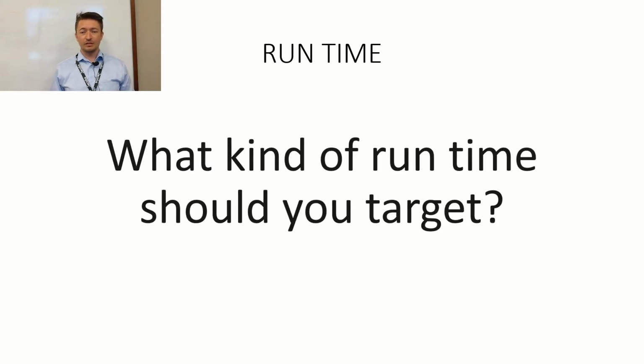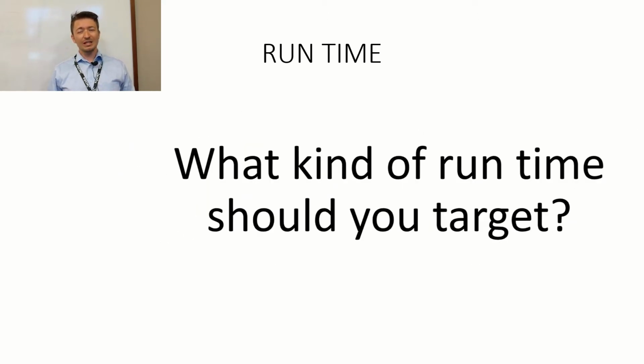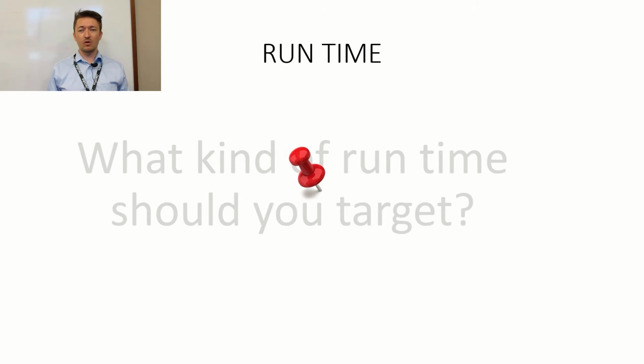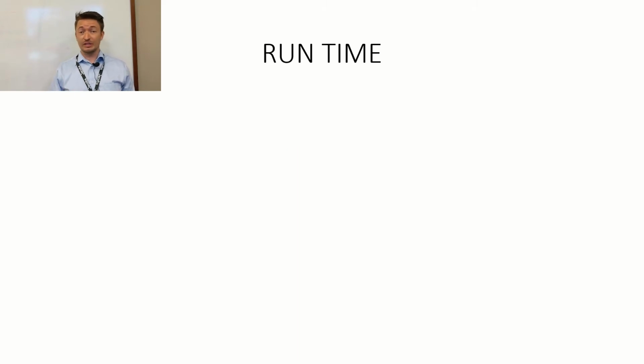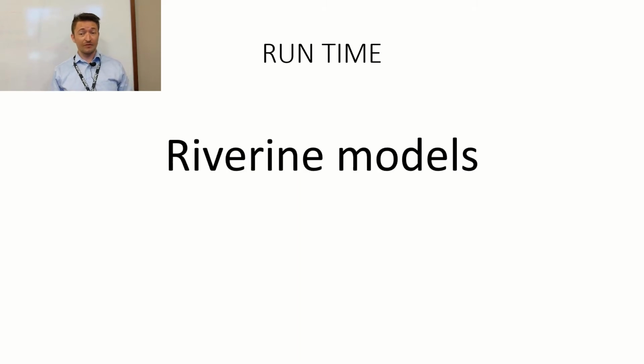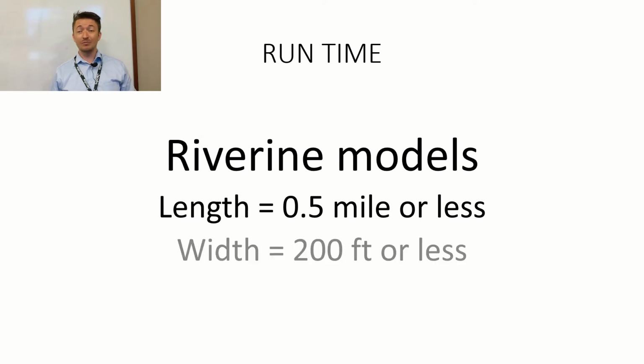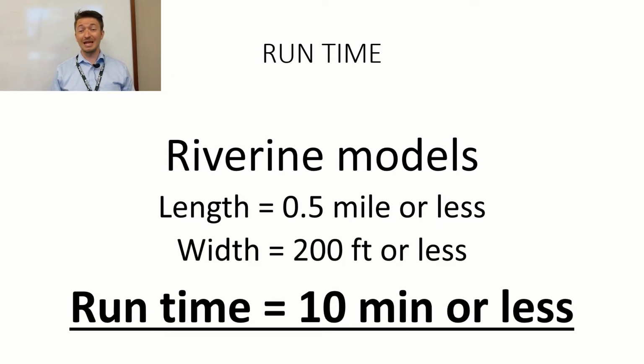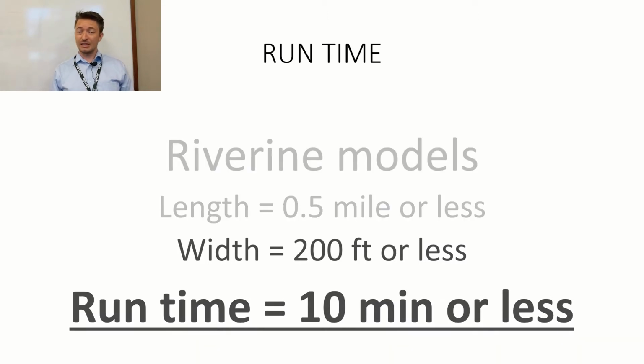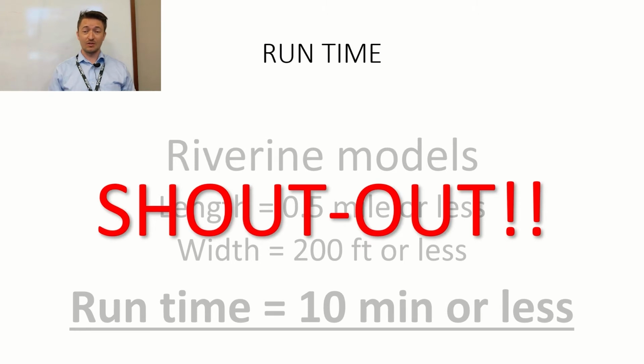For starters, let's talk about the kind of runtime you should target for certain kinds of models. We recognize this will vary, but we're going to advocate that, for instance, riverine models that are half a mile or less and have a floodplain width less than 200 feet should have a runtime under 10 minutes. I want to give a shout out to Brian Varela in CDOT Region 4 for inspiring this criteria.